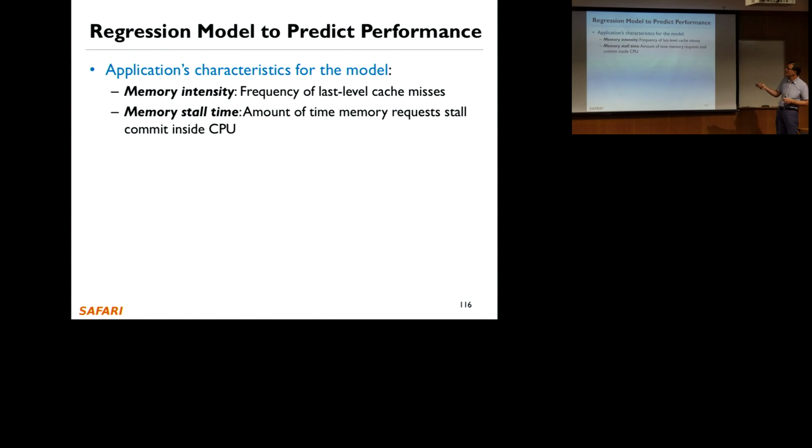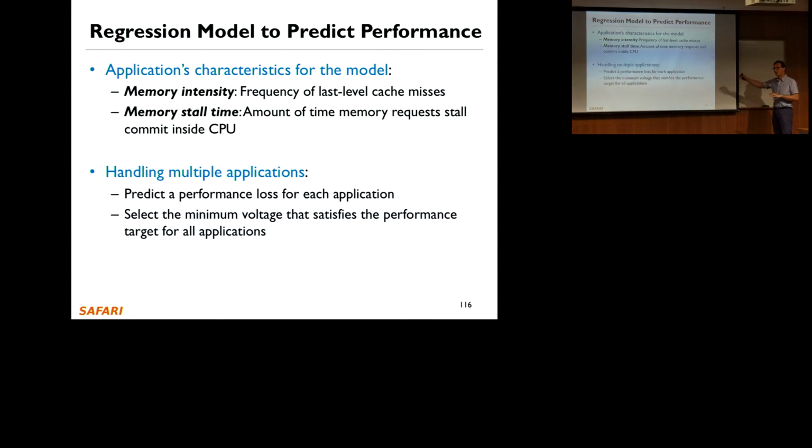So how do you actually model the application's characteristics? Basically, we use memory intensity, the frequency of last level cache misses, because that's definitely affected by the memory latency, and that affects the performance of the application. And we also use memory stall time and the amount of memory requests. This is to measure basically the parallelism that an application has, more or less. But we could always have better models. And to handle multiple applications, we predict the performance loss for each application, and we're conservative, meaning that we select the minimum voltage that satisfies the performance target for all applications.